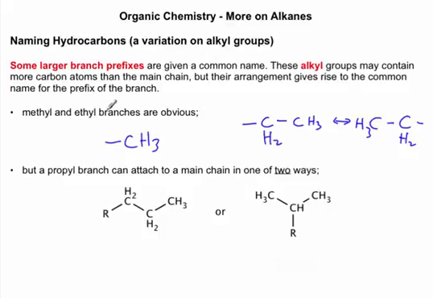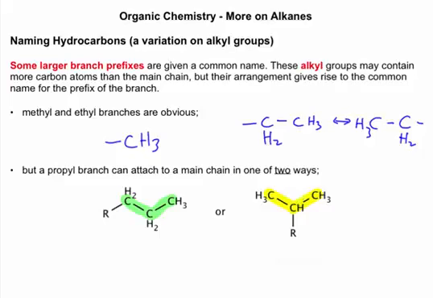But that changes when you get a propyl branch. If we look at a propyl branch, a 3-carbon branch, here's my R group, that's the main chain, and I have carbon 1, 2, 3. So the branch is attached to carbon 3. Well, in this case, there's my R group, the branch is attached at carbon 2 of the branch. And so that's a different structure.